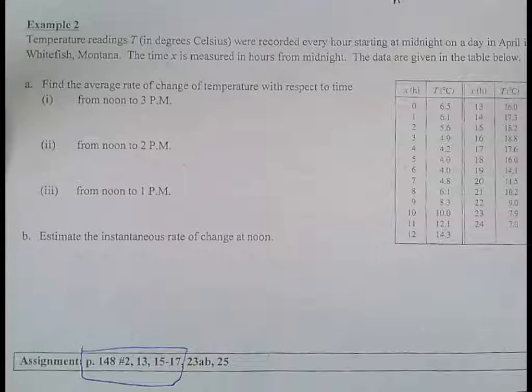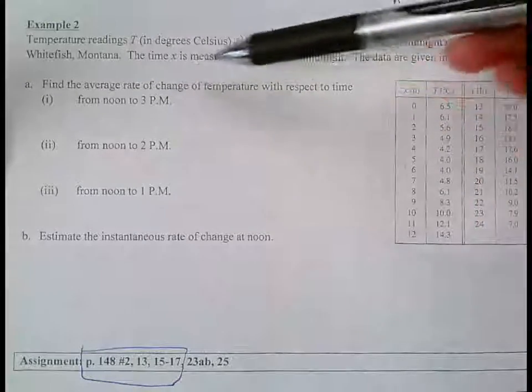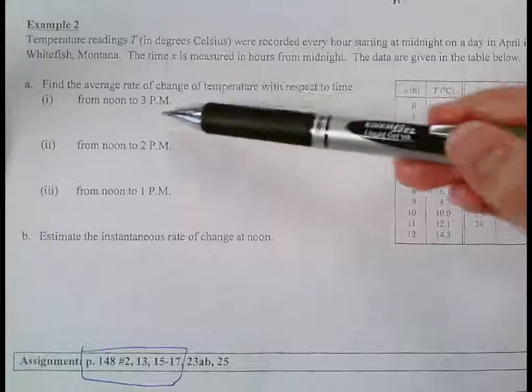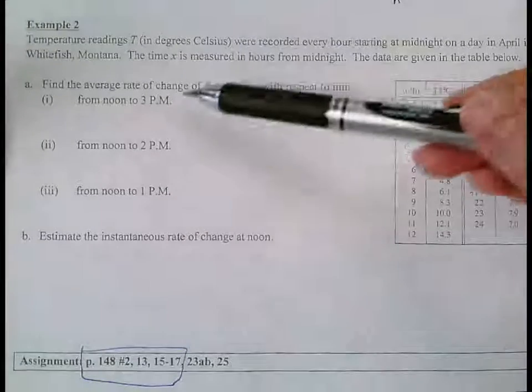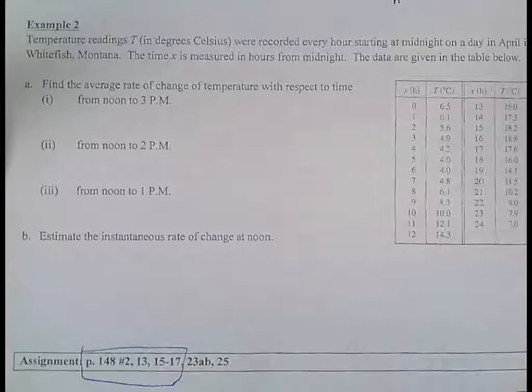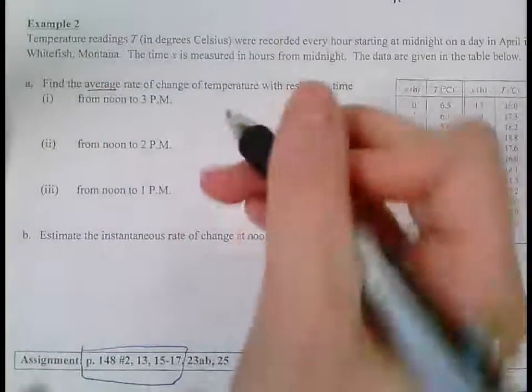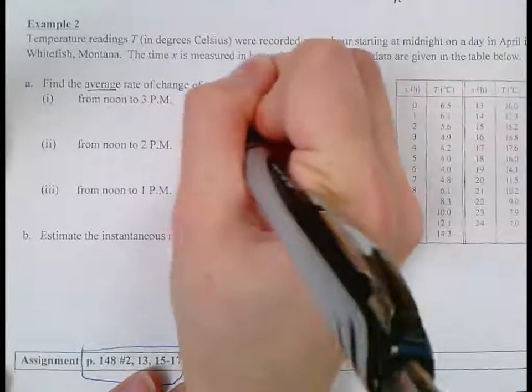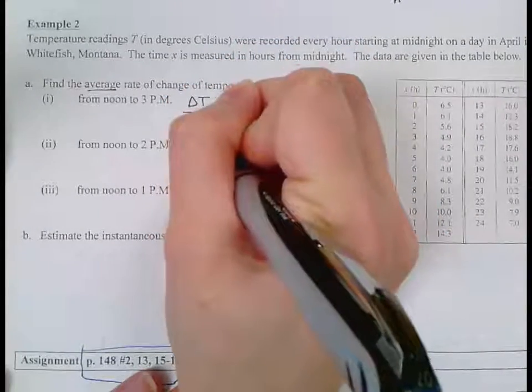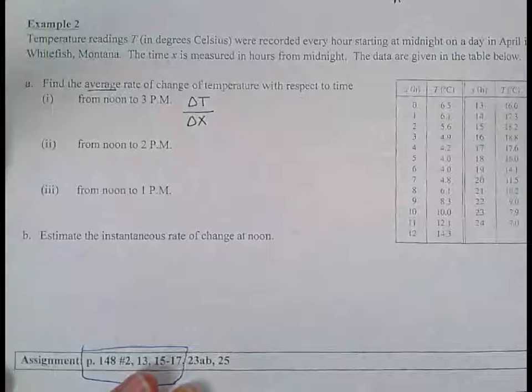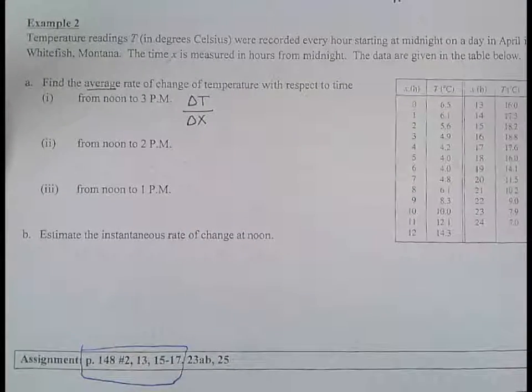So how you work through this, you've done this type of problem already, but perhaps it hasn't been worded in this way. So part A says find the average rate of change of temperature with respect to time for these times here. So from noon to 3, noon to 2, noon to 1. So average rate of change is just going to be your change in temperature over your change in hours, which would be change in X in this case.